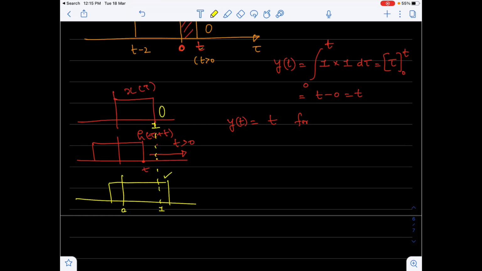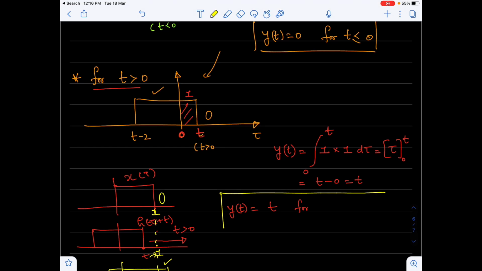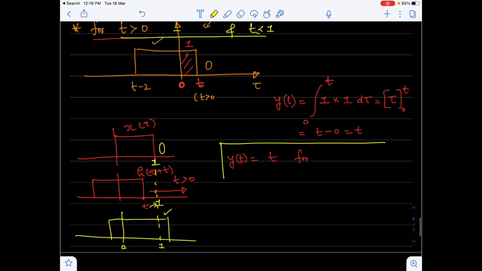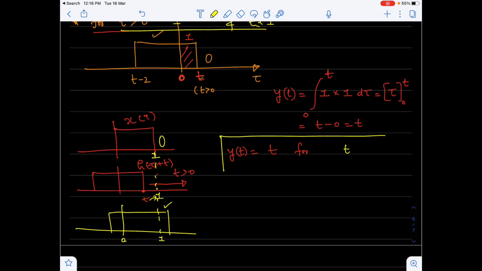So this is the situation. My output, what I have shown here, is valid until t reaches 1. That means this output is valid only for t less than or equal to 1. If t is greater than 1, everything will change. So it means that t is greater than 0 and less than 1. So this output is valid for t greater than 0 and less than 1. It means that t is between 0 and 1. So this is my output.